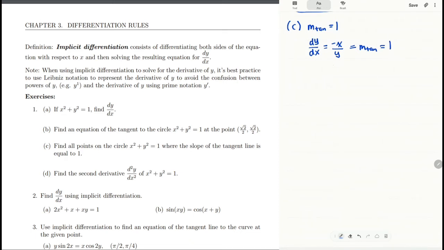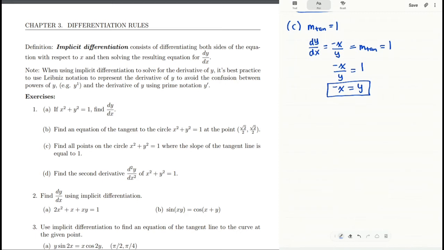And so what we end up with is negative x over y is equal to positive 1. And if we multiply both sides by y, we have that negative x is equal to y. And so we have one equation involving both x and y. So y must be equal to negative x. So what we need is another equation so that we can solve for the points on the circle.